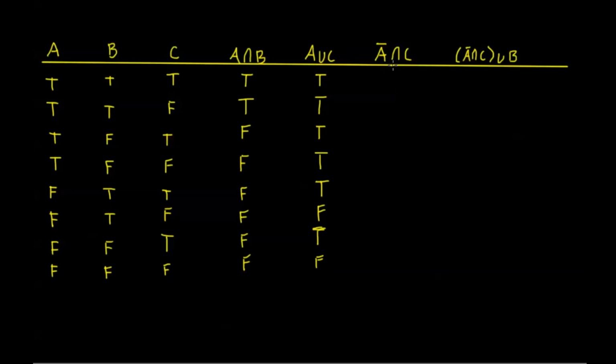Now A complement intersection C, we know A complement is true whenever A is false, right? And A complement is false whenever A is true. And so this is going to be true whenever A complement is true and C is true, or in other words, whenever A is false and C is true. Now these first 4 rows, A is true, so my A complement is going to be false. So my intersection then is going to be false. Now these next 4 rows, I'm going to have true whenever C is true and A is false, and false otherwise. So I'm going to have true, false, true, false.